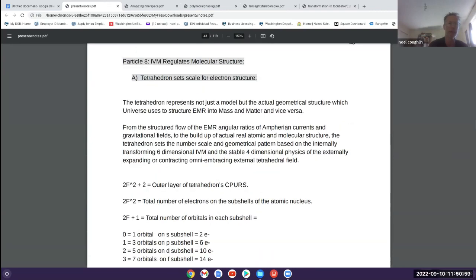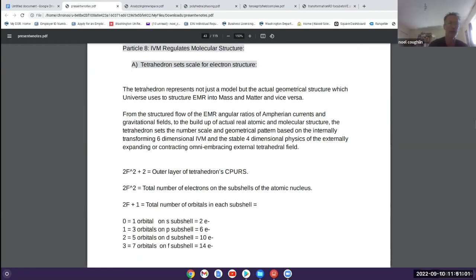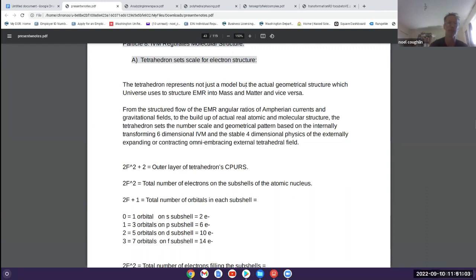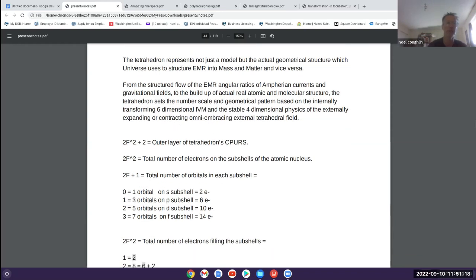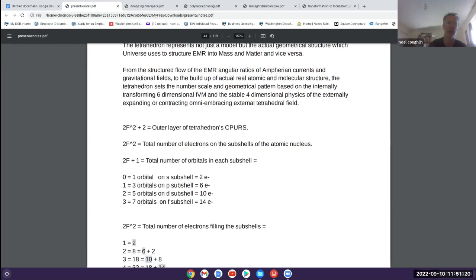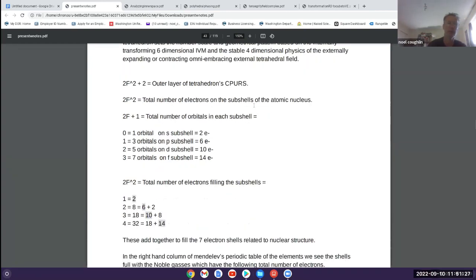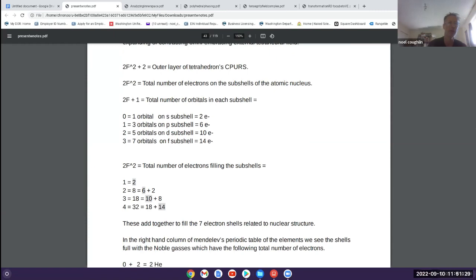So the IVM regulates molecular structure. We'll notice then that the tetrahedron represents not just the model, but the actual geometrical structure which the universe uses to structure EMR into mass and matter. See, from the structured flow of EMR with those currents we're talking about into real atomic structure, molecular structure, the tetrahedron sets the number scale and geometrical pattern based on the internally transforming six-dimensional IVM, or six-axis metric, and its four-dimensional external field, which never changes, at least insofar as its ratios.